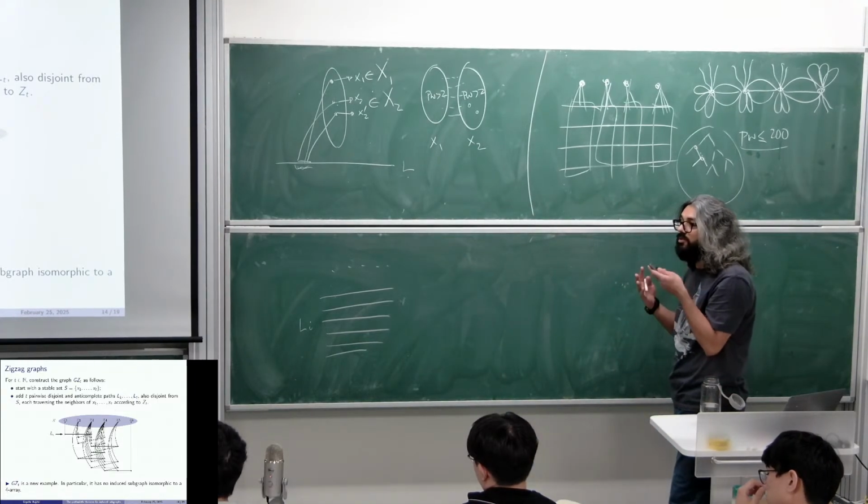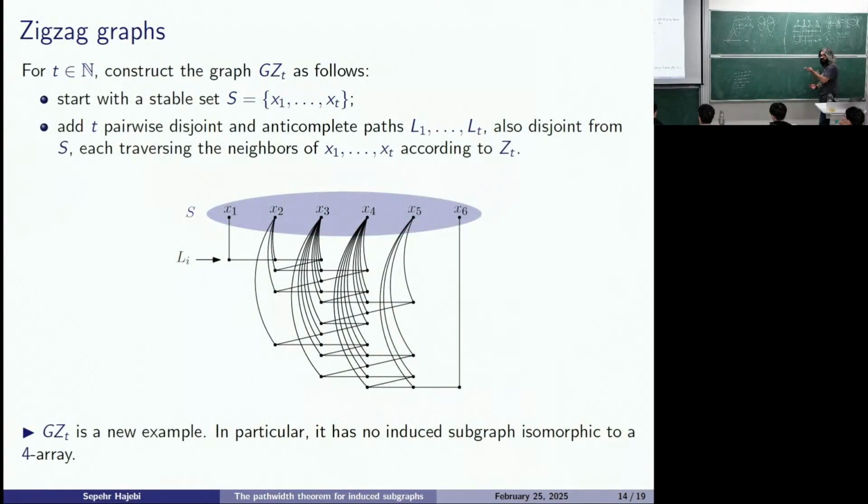The problem is that these are also really different from the arrays. So these things, no matter how large t is, they never contain 4 arrays as induced subgraphs. So this is really a new 7th construction.